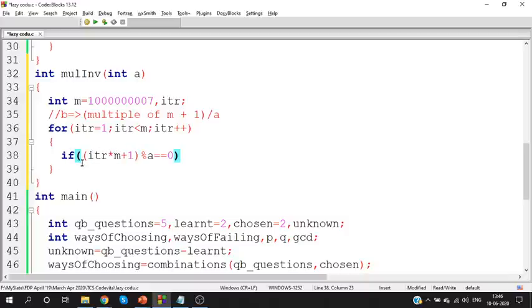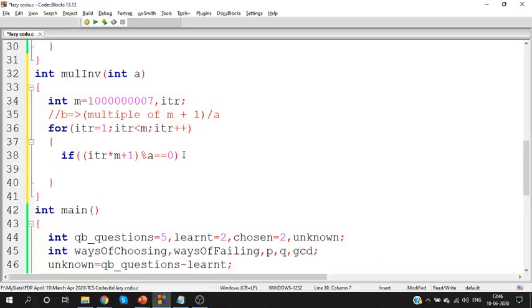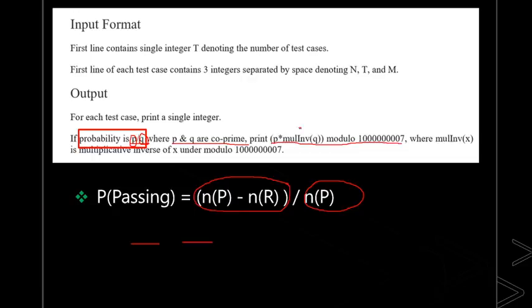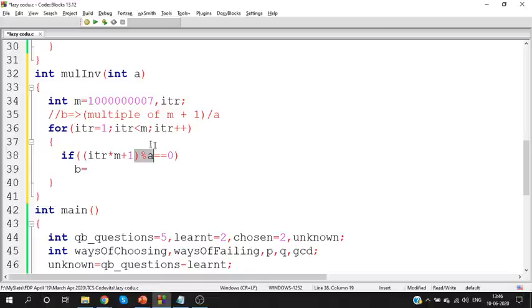Can you understand this? If this multiple plus 1 is divisible by A, then we can calculate the B value, right? Only then you will get the whole number. Can you all understand why I have this condition? If you don't have this condition, your result will not be an integer. They have specifically said print a single integer, okay? So if your result should be an integer, it should be divisible by A. Only when it is divisible by A, B value will be a whole number.